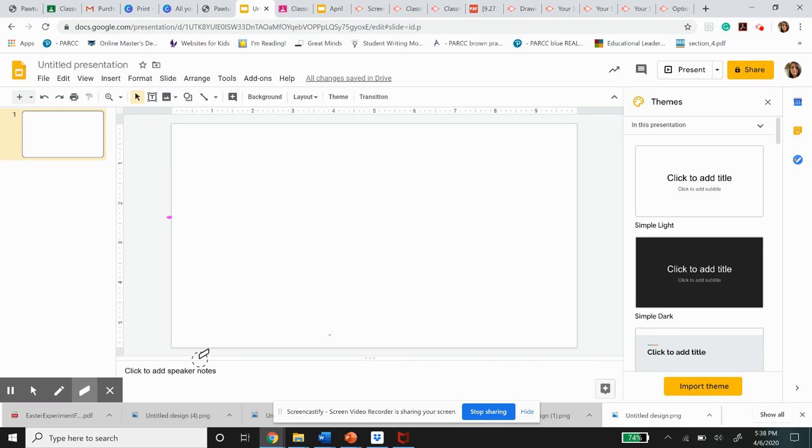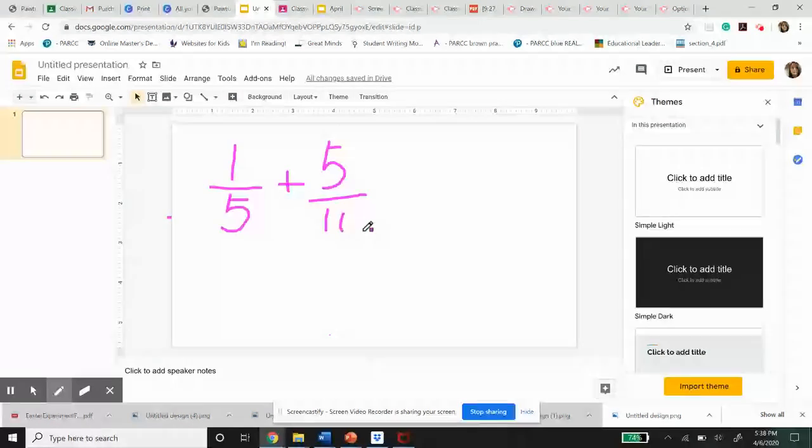Okay, so let's try, let's get my pen back here. 1/5 and we're going to add 5/10. So the first thing I notice is, the denominators are not the same, right? So I want them to be the same. So I know that a 5 can become a 10 through multiplication. So I'm going to make an equivalent fraction down here, okay?